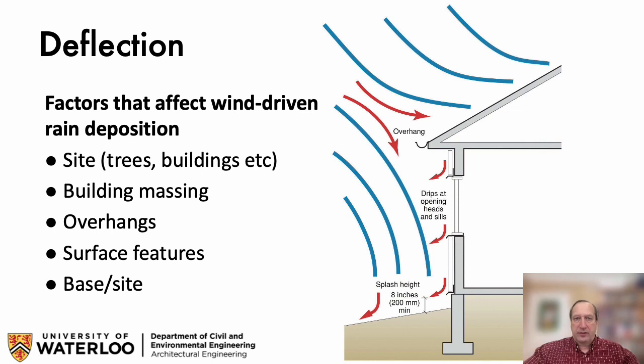And then we have things like the shape of the building. We'll be looking at things like pitched roofs and overhangs. And then we move closer to the building and we start thinking about surface features like drip edges and projections and cornices. And of course, at the bottom of the wall, we also think, does the ground slope away from the building or towards the building? These have obvious impacts on how much water the building enclosure needs to deal with.